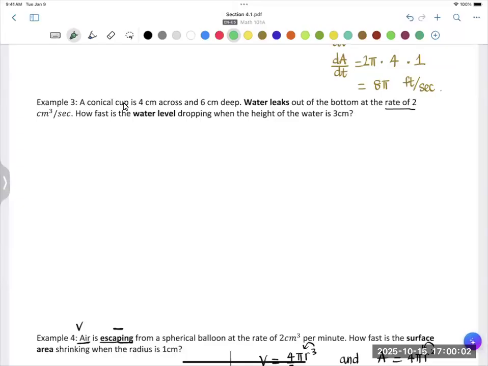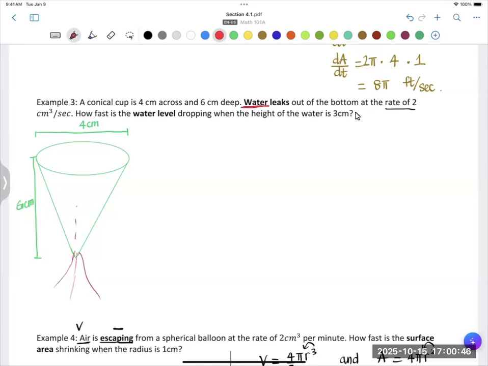All right, so a conical cup is 4 centimeters across and 6 centimeters deep. So this is the size of the cone. The cone is 4 centimeters across and 6 centimeters height. I'm using constants because the size of the cup will not be changing. And then water leaks out at the bottom at a rate. So the water is leaking out at the bottom.